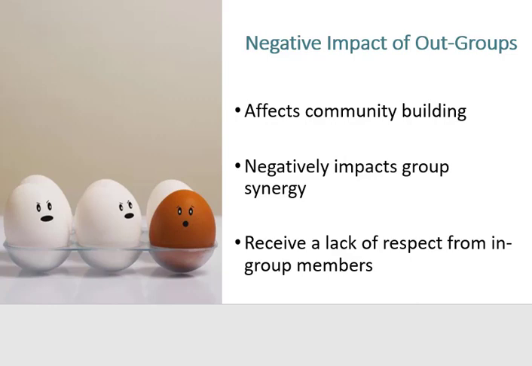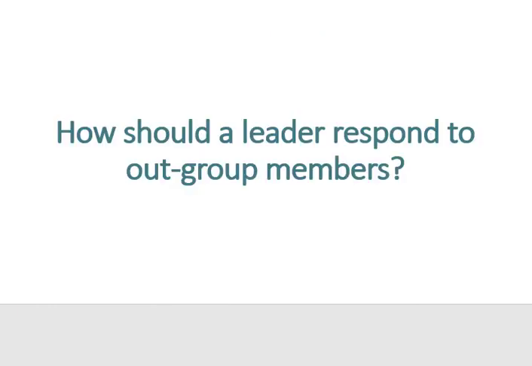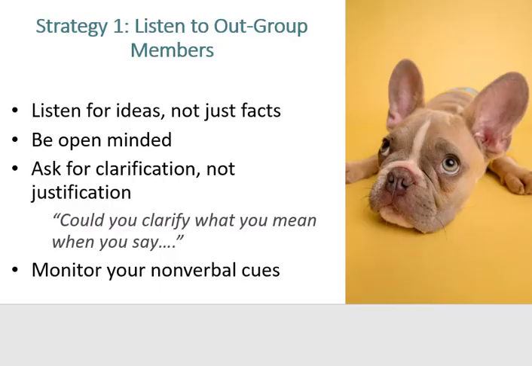Outgroup members may have a valid concern, and as good, respectful communicators, we need to remember to listen to them. So, now as leaders, how should we respond to outgroup members? First, we need to listen to them. When people feel like they're being heard, or at least have the ability to express their ideas, they feel affirmed and connected. So as a leader, how do you do this?